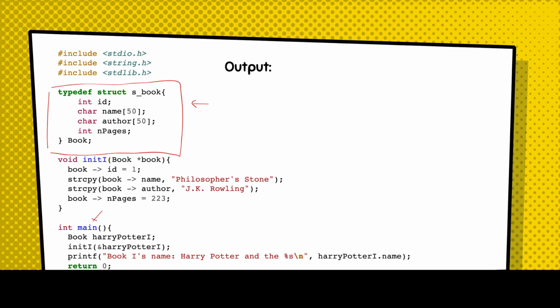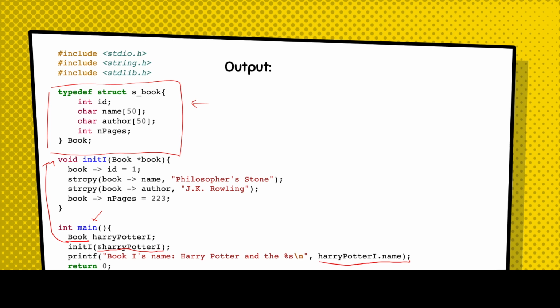In the main function, there is a variable called Harry Potter 1, which is in the struct of book, defined above. And then in the function of main, it calls init in order to assign values to Harry Potter 1, this specific variable. After the initialization, it then prints the content of Harry Potter 1, and specifically it prints the name of the book.